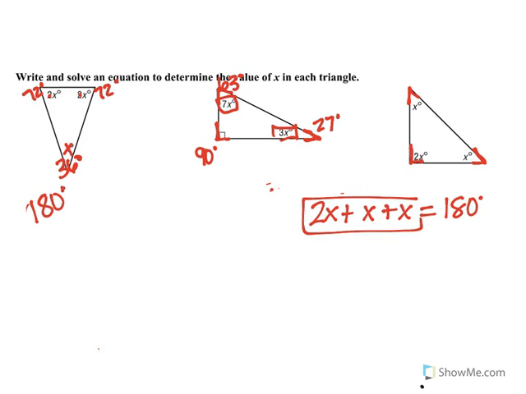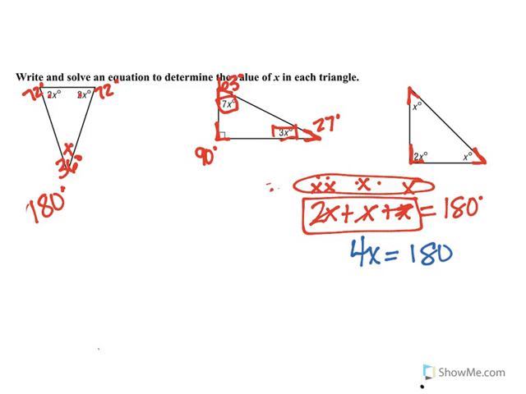All right, all of these are x's, so I can combine like terms. Here, there's 2 x's. This one's 1x, and this one's 1x. How many x's do I have? 1, 2, 3, 4. I have 4 x's, so 4x equals 180 degrees.